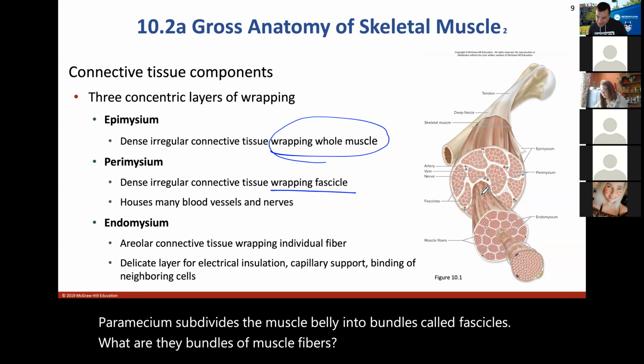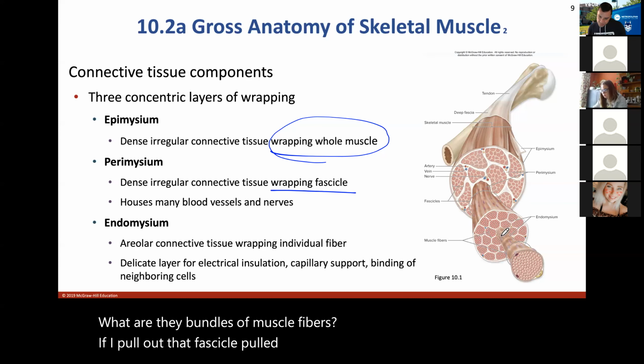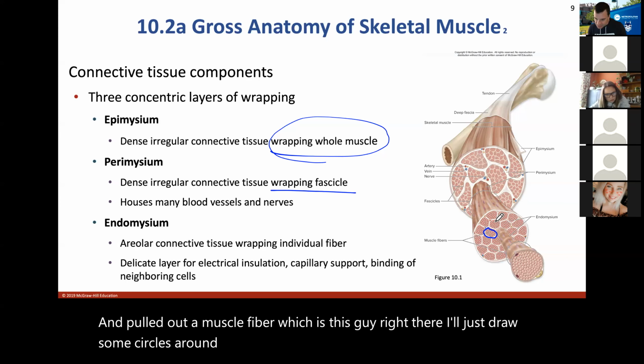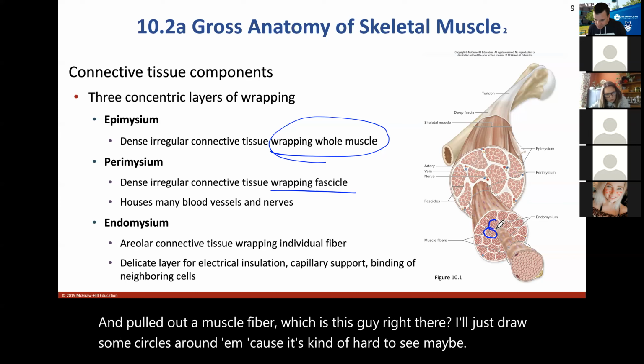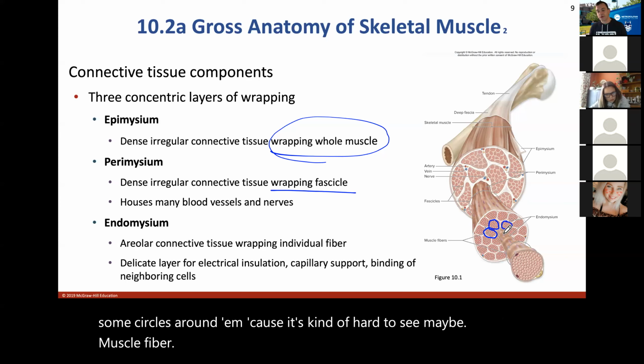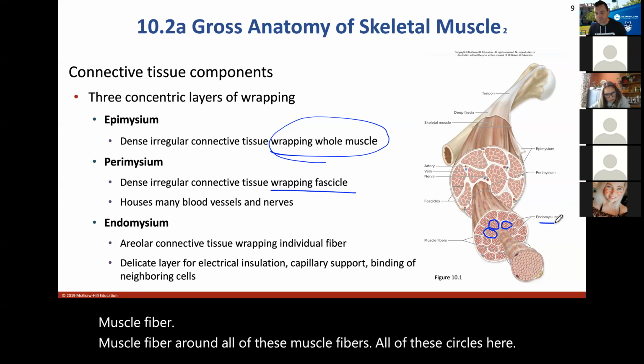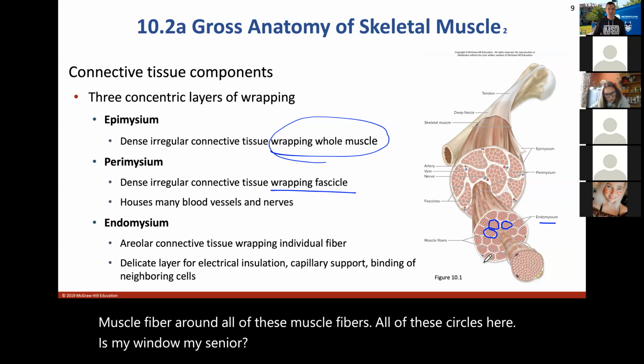If I pull out that fascicle, and pull out a muscle fiber, which is this guy right there, I'll just draw some circles around them because it's kind of hard to see. Muscle fiber. Around all of these muscle fibers, all of these circles here, is my endomysium. And it's more loose connective tissue.